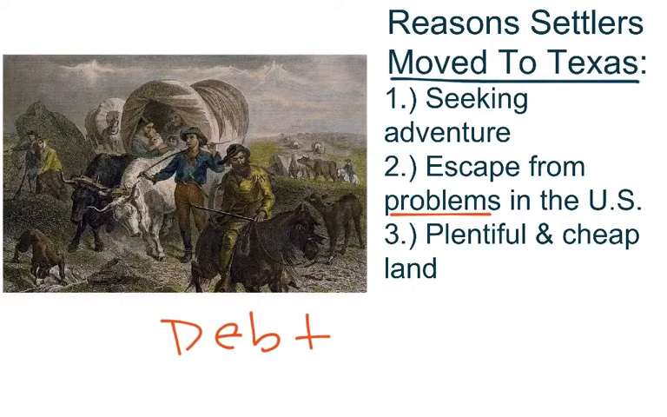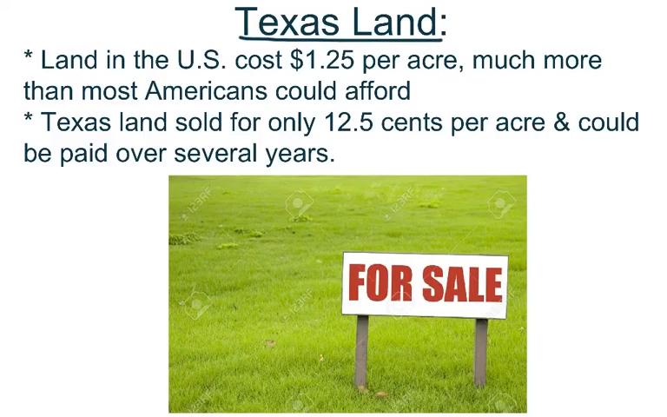The final and third reason they moved to Texas was that there was plentiful, cheap land that they could afford. With land being so cheap, here's what Texas land would look like. Land back in the United States cost $1.25 per acre. You're probably thinking, $1.25? Coach, that's nothing. I buy chips and snacks at lunch worth more than that. And you're probably right. But back then, $1.25 was a lot of money, and not a lot of people had that.